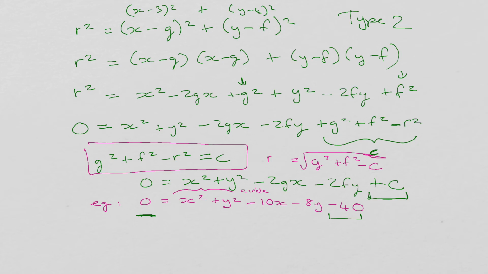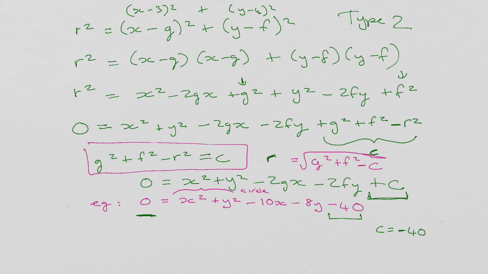So when they give you this one over here, you are going to be able to work out what r is. Actually, we'll do it in a minute. At the moment, we know that c is equal to minus 40. You agree that c is minus 40, yes? Okay, let's work out g and f, because we need those as well. We need them for the radius, and we need them for the center of the circle.